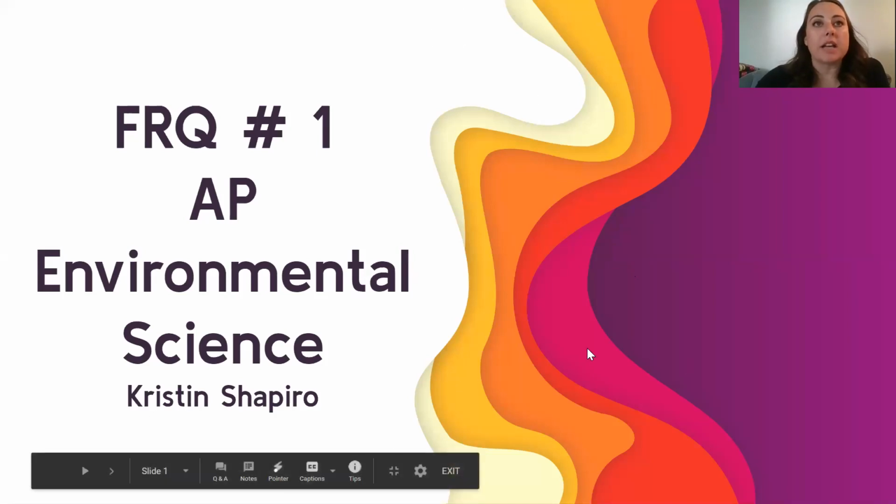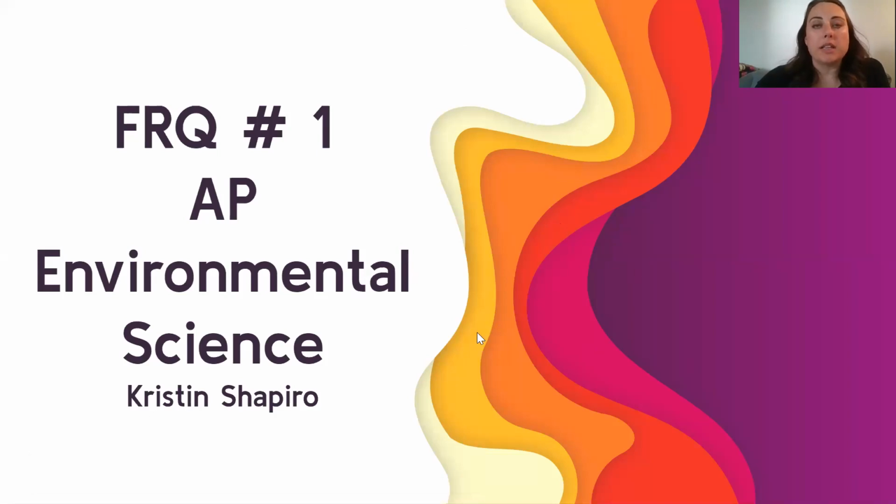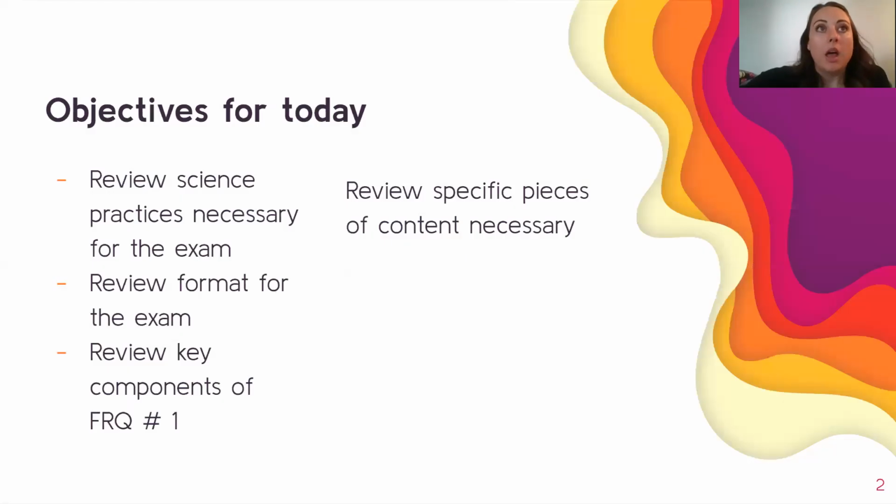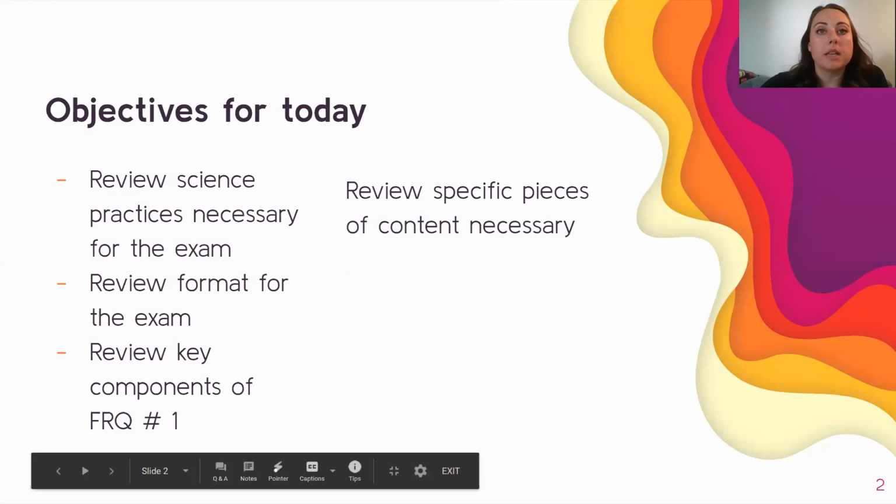The AP Environmental Science exam is composed of 3 FRQs. The first one is a FRQ that is solely about experimental design, and it's designing and evaluating investigations. So today we're going to review the science practices that are necessary for the exam. We're going to review the format for the exam and key components that go into FRQ number 1. And if we need to, we're going to review some content pieces that are important for your AP Environmental Science exam.